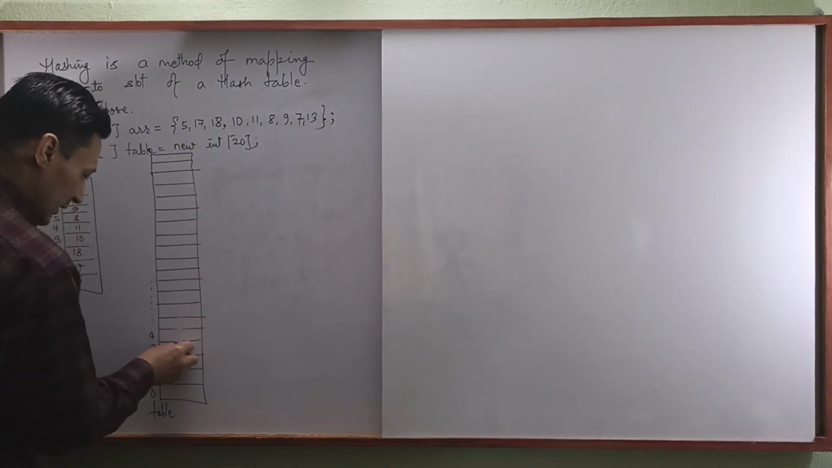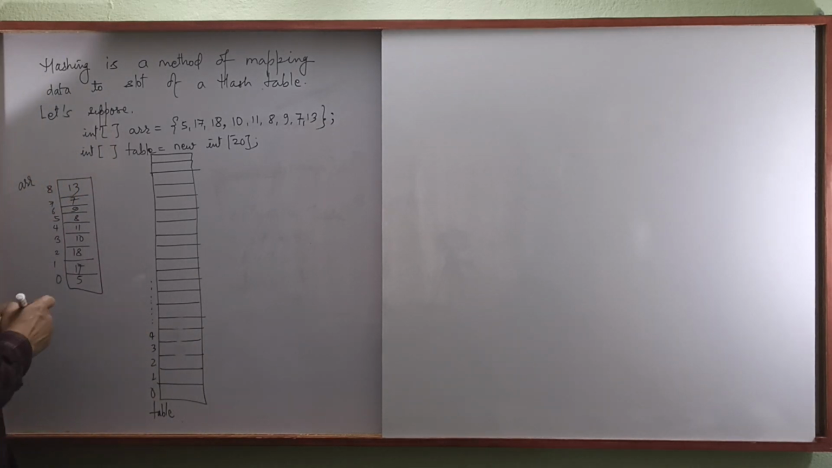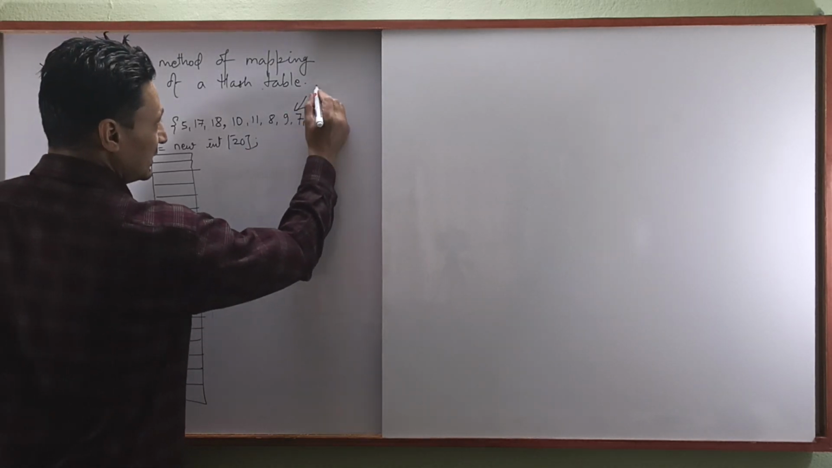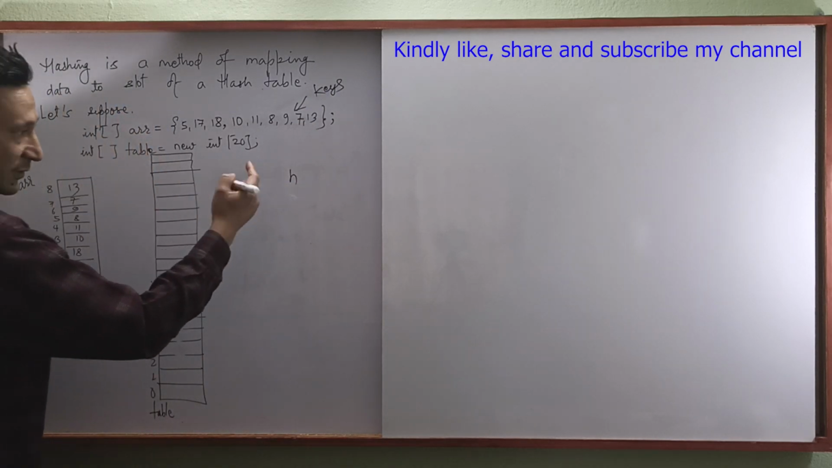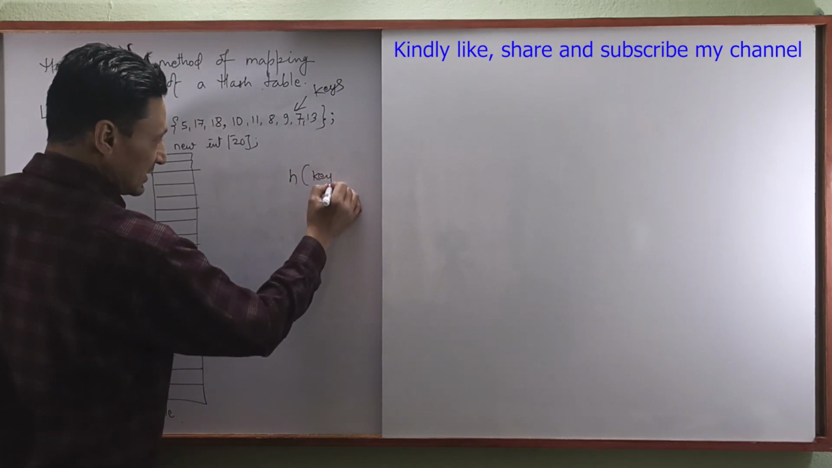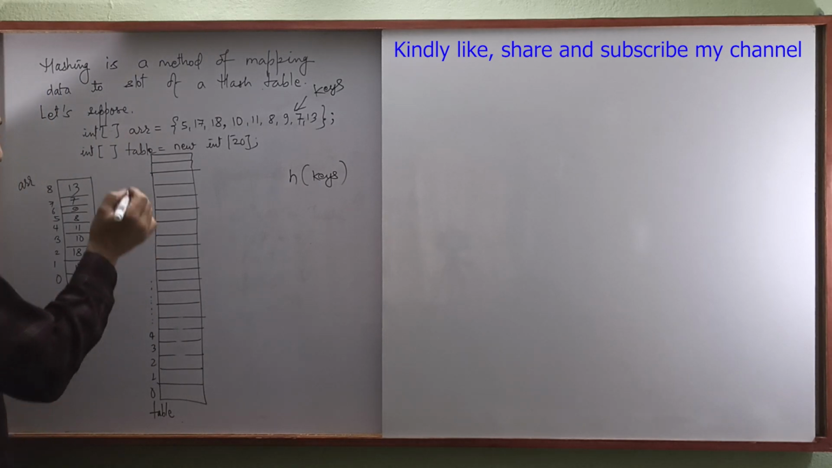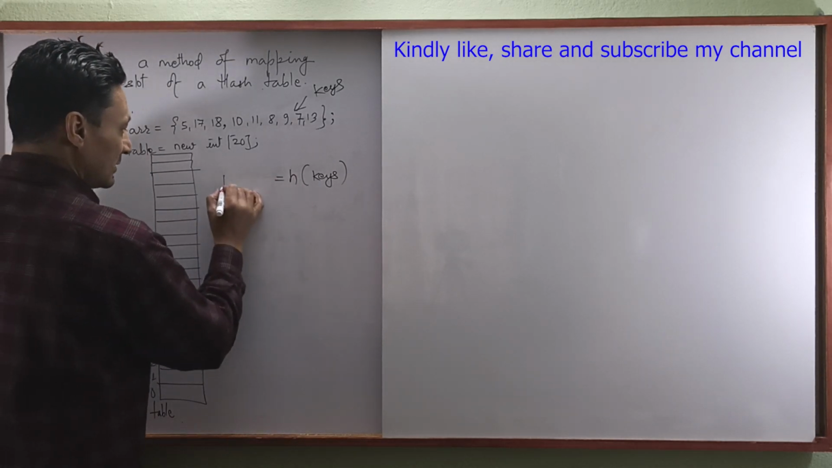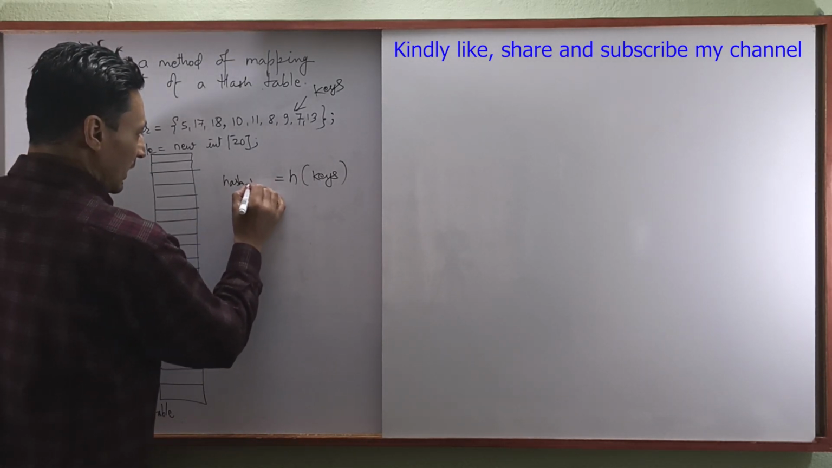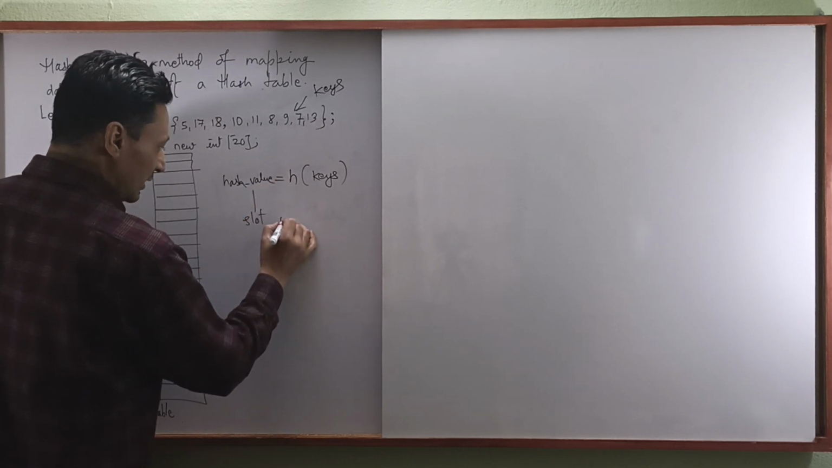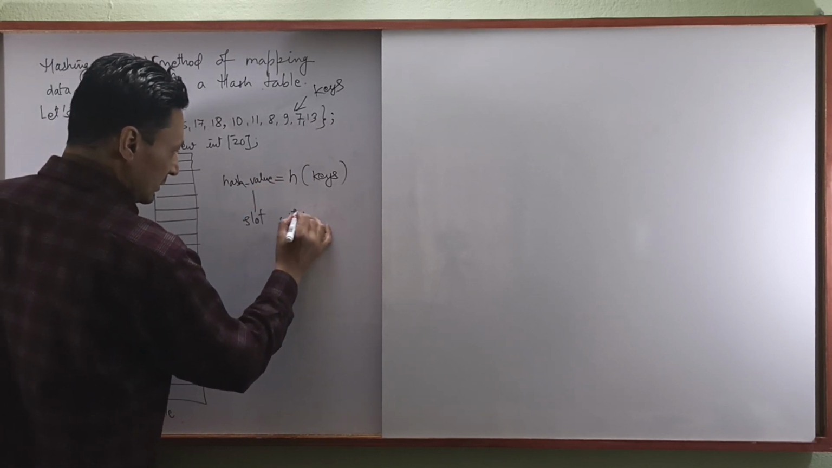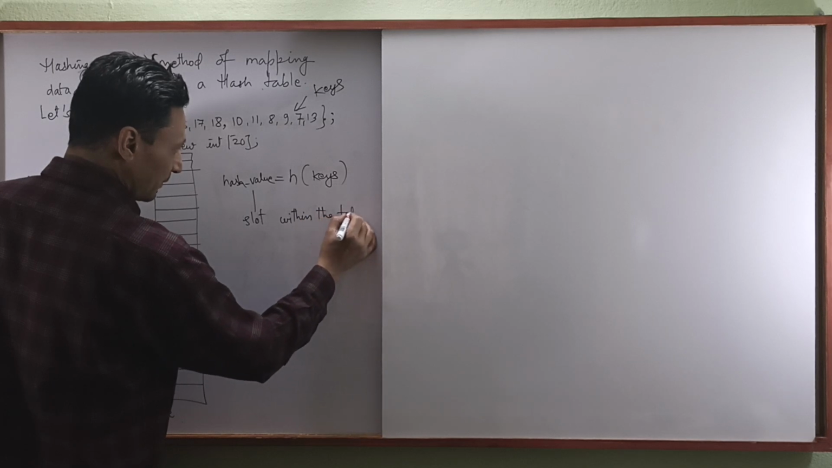In the case of hashing, we will have a hash function and we will consider these as the keys. Let's suppose this is the hash function. We will pass these keys to this hash function and it will return one value, that is the hash value, and that hash value becomes the slot within the table.